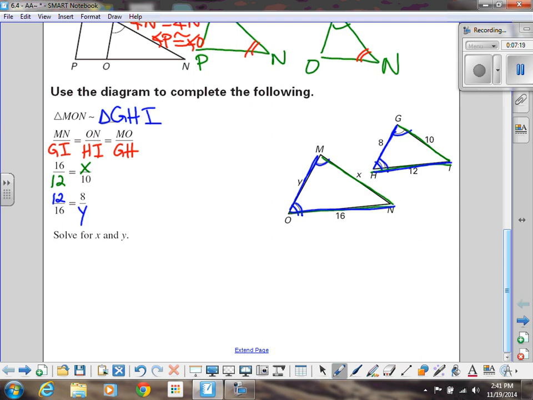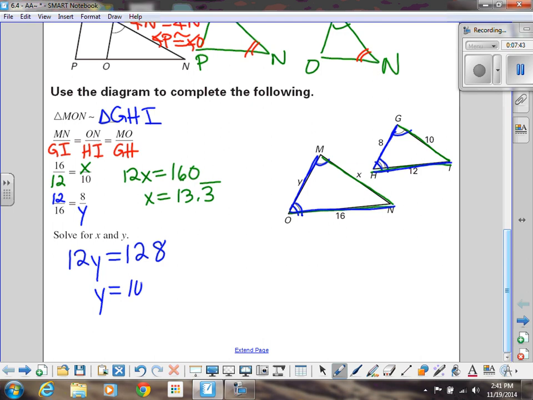So for the first proportion, we're going to cross multiply, get 12x equals 160. Divide both sides by 12, and we get 13.3 repeating. And then for the second proportion, we cross multiply, and we get 12y is equal to 128. Divide both sides by 12, and that gives me 10.6 repeating.